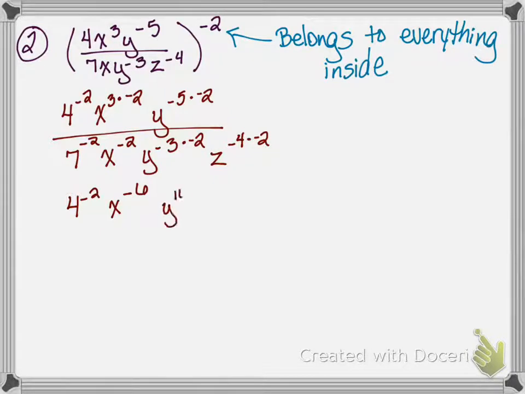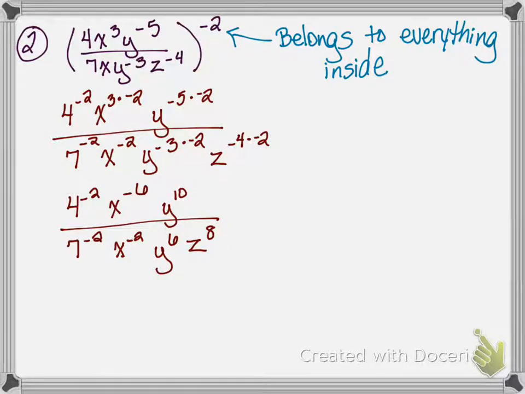Y to the positive 10. Then I have 7 to the negative 2, x to the negative 2, y to the positive 6, and z to the positive 8. Okay? Now, I can do some of these more than one way, so I'm going to try to hit all of them so that you can be aware.